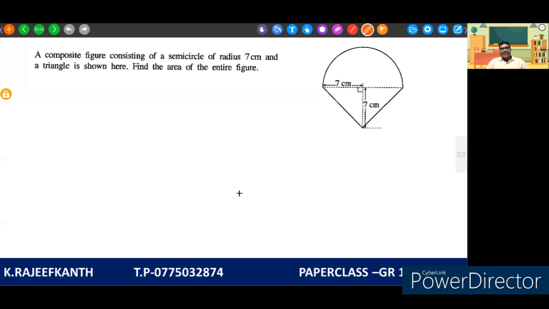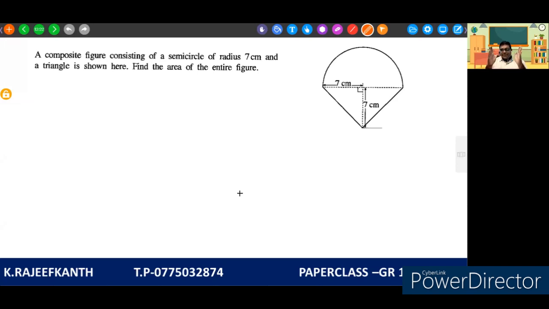A composite figure consisting of a semicircle of radius 7 centimeter and a triangle is shown here. Find the area of the entire figure. Here there is a composite figure. The upper part is the semicircular part and the lower part is a triangle. So here we have to find the area.